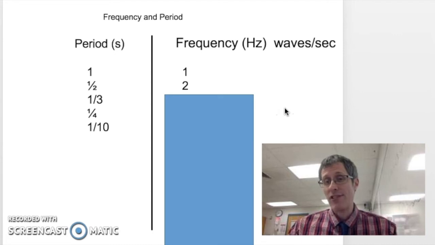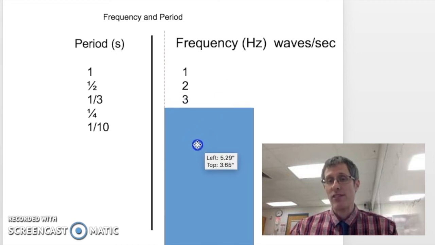Now you get even faster. You wiggle your hand back and forth in a third of a second. So in the first third of a second, you make a wave. There's 3/3 of a second. Each one you make a wave, so you're making 3 waves every second, 3 hertz.